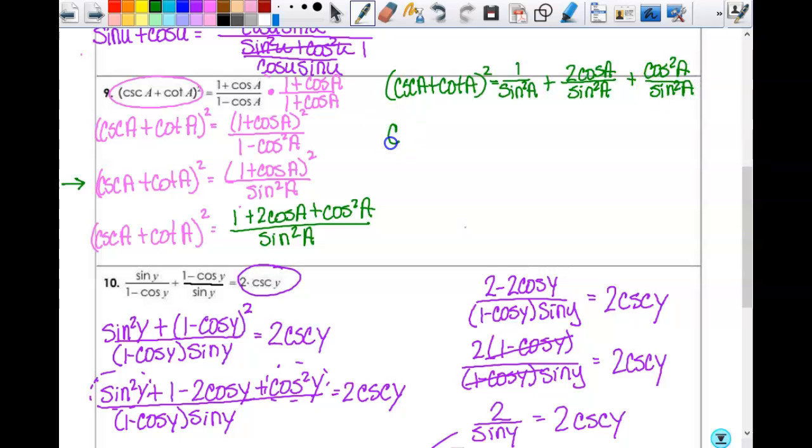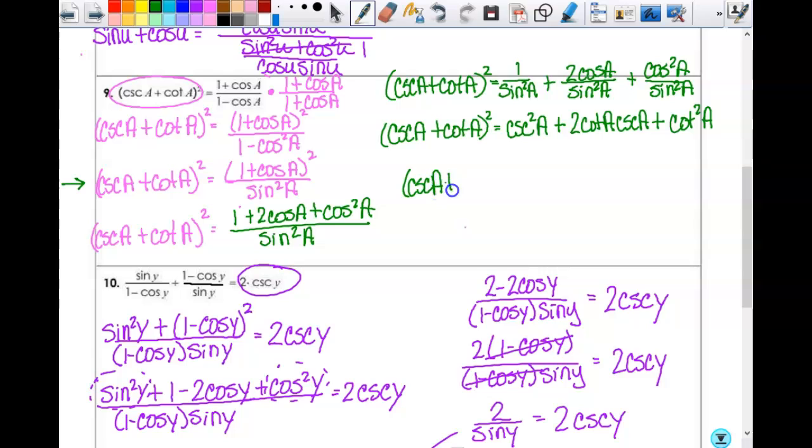Okay, rewrite my left-hand side again: cosecant A plus cotangent A squared. All right, so again, I know I want reciprocals and quotients. So the reciprocal of sine squared, well, that's going to be cosecant squared, plus. Then the cosine over one of the sines is going to give me cotangent, and then I'll still have a 1 over sine, so this is going to give me 2 cotangent A cosecant A, plus, then this cosine squared over sine squared is cotangent squared A. Left-hand side, cosecant A plus cotangent A squared.